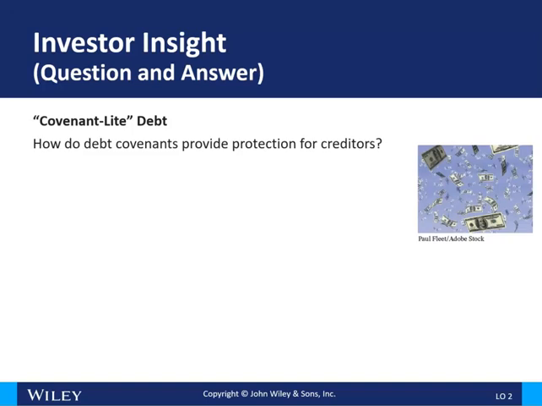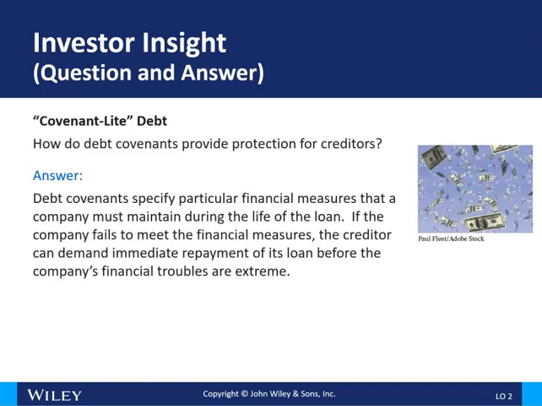So how do debt covenants provide protection for creditors? They specify particular financial measures that a company must maintain during the life of the loan. If the company fails to meet these, the creditor can demand immediate repayment before the company's financial troubles are extreme.